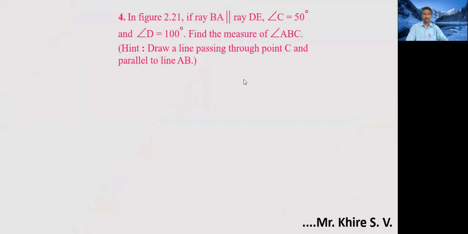Next question is question number 4. In figure 2.21, if ray BA is parallel to ray DE, angle C is 50 degree and angle D is 100 degree. Find the measure of angle ABC. One hint is given: draw a line passing through point C and parallel to line AB.